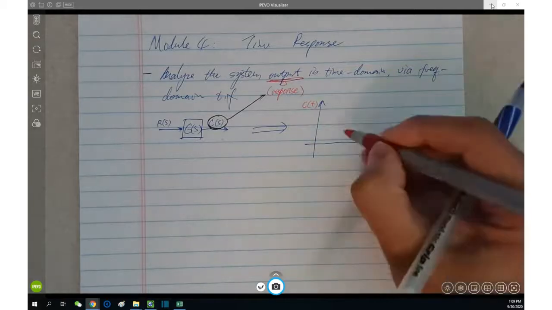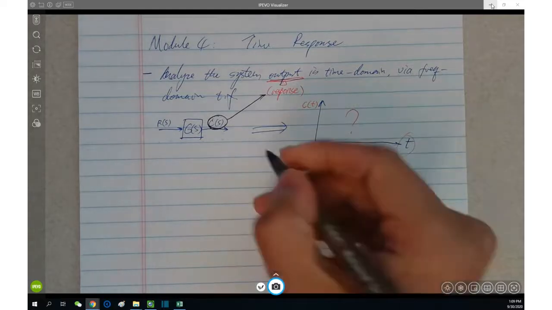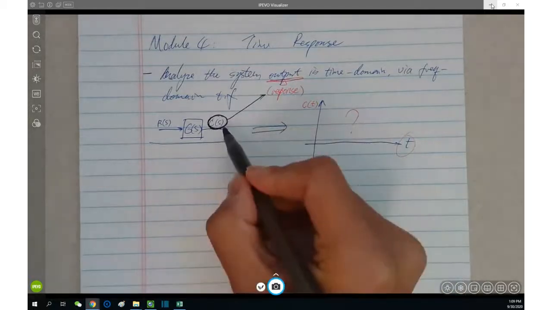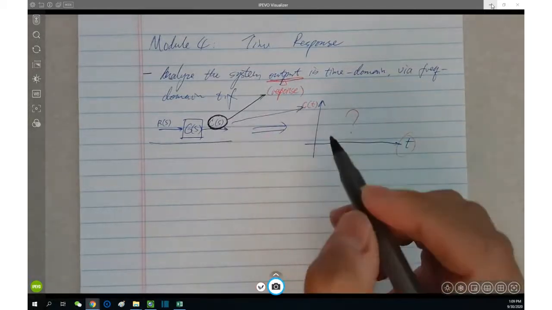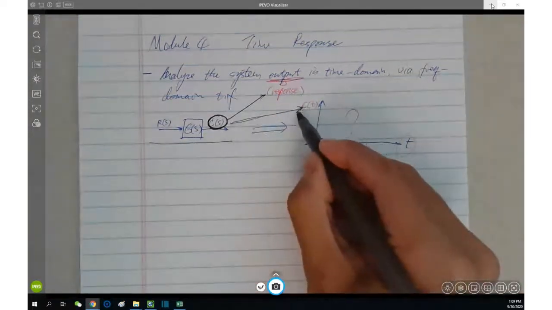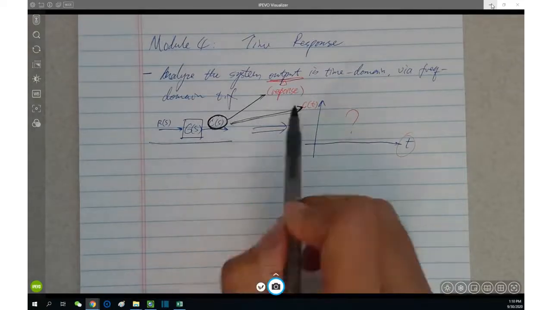So what does output versus time look like, right? Of course, by the way, from this capital C(s) in the block diagram, we got lowercase c(t). Anyone remember what we did? How to get this lowercase c(t)? Very straightforward. What we do? From here to here.